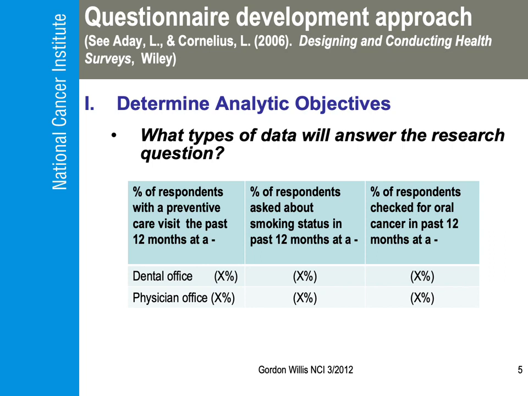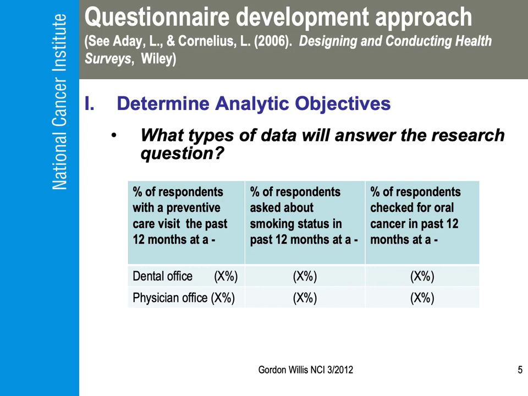A simple example is given in this table concerning inquiries about smoking status and checking for oral cancer by a dentist or a doctor. The investigators may decide to collect information on the frequency of preventive care visits within the past year to both a dentist and a doctor. They may also want to know how many of these visits included an inquiry concerning current smoking and a check for oral cancer. Putting these elements into an empty table will clarify what survey questions need to be developed in order to obtain the desired information.